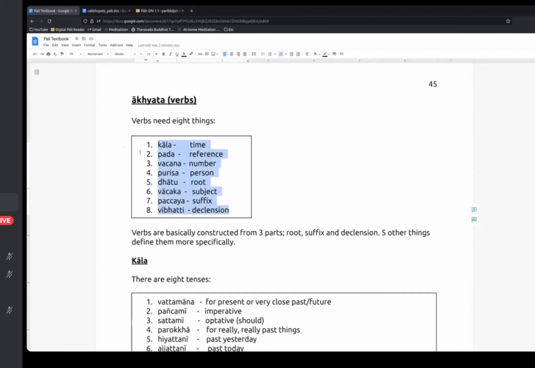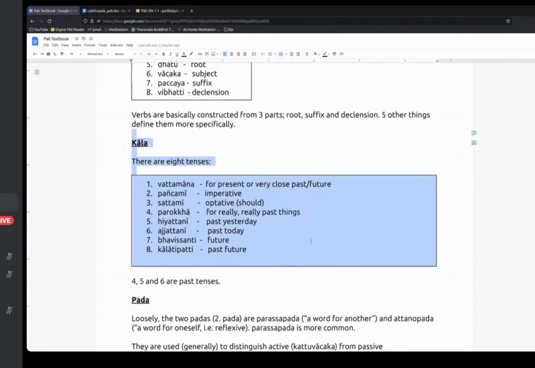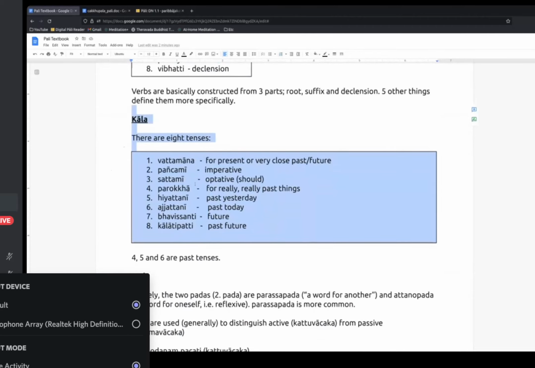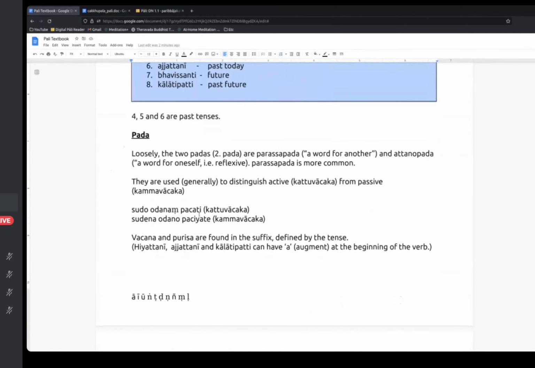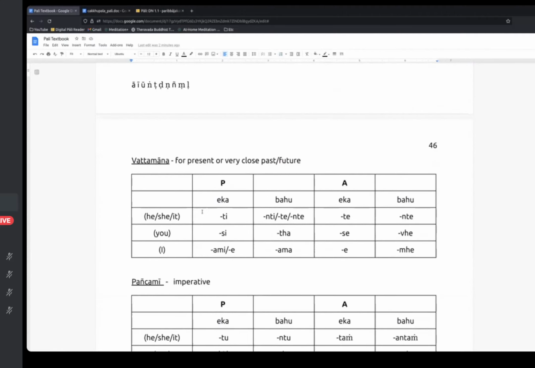Yeah, we'll look at this. This we can ignore for now. This is just a table of contents, basically. Kala, we have 8 different tenses. You'll have to remember those. And then kind of skip pada. Just remember that, well, pada is here. There's 2 different sets that you have to learn.